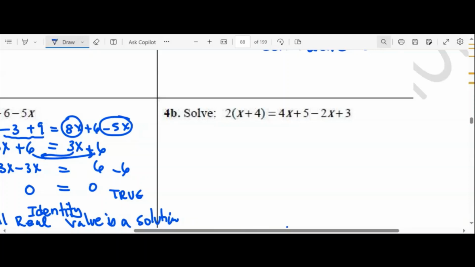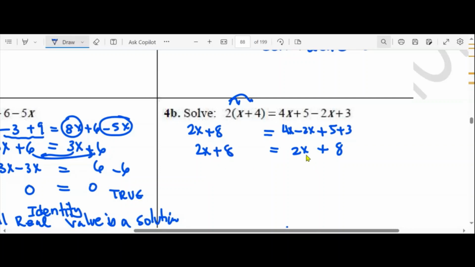0 equals 0, identity. Okay, can you tell me the step-by-step solution? 2x plus 4 equals 2x plus 8. Oh, sorry, 4x plus 8. You can see the left side equals the right side. So that means what? 0. So that's true, right? So it's identity.